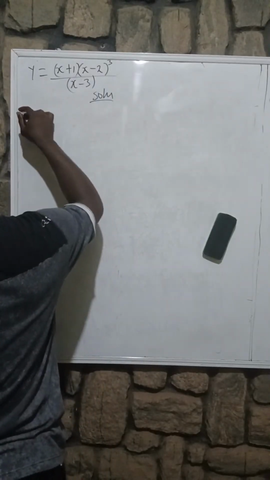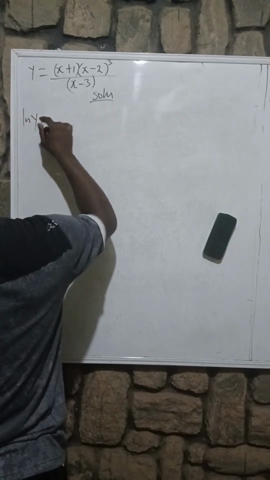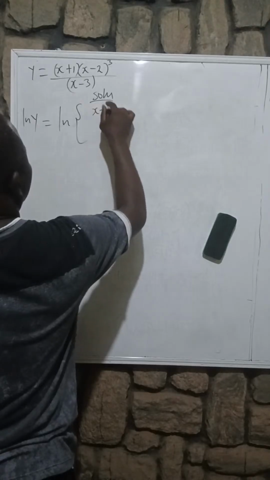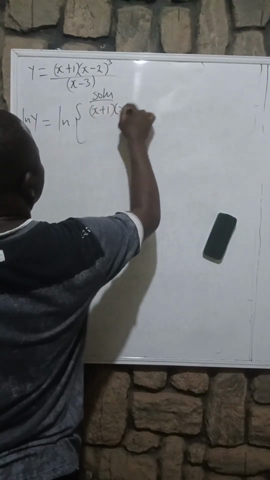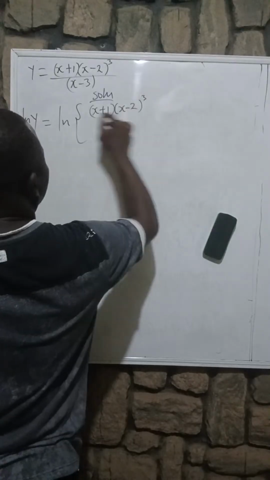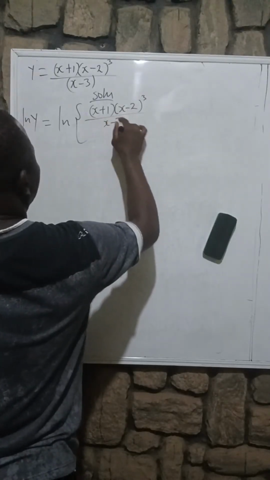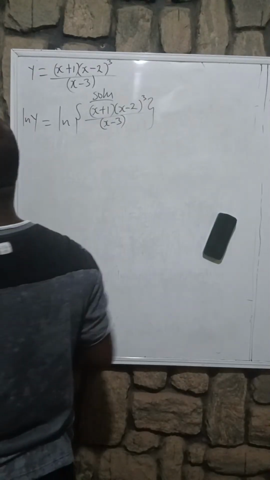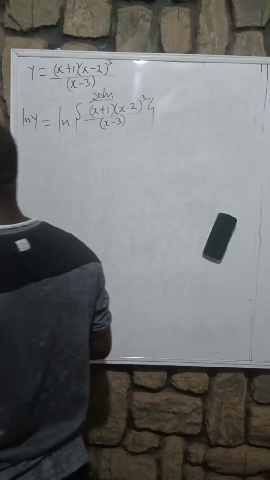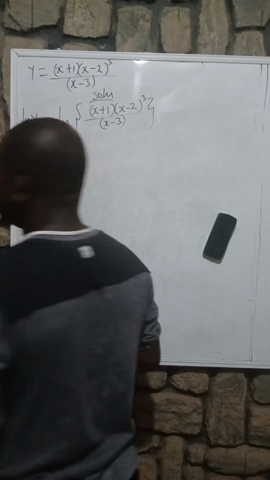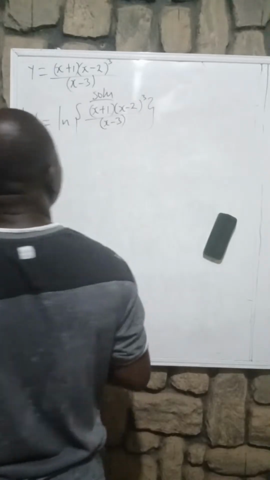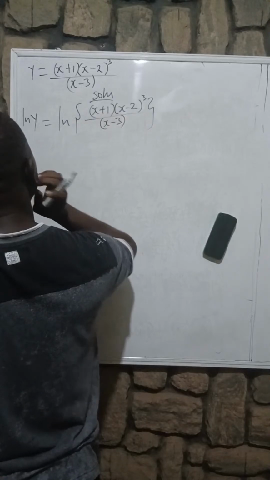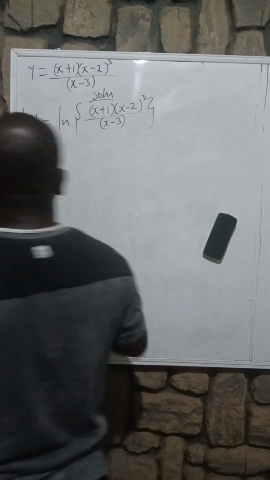We take log on both sides, right? We are going to have ln of (x plus 1)(x minus 2) raised to the power of 3 all over x minus 3, close the bracket. Then look at it, look at the board. Is that clear? So as you can see, which of the laws are we going to use first?